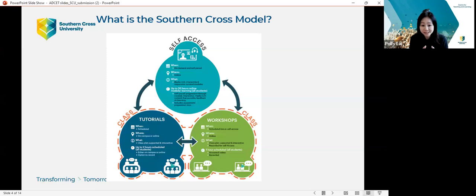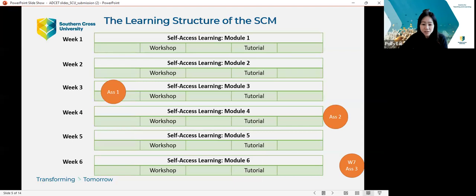So for the Southern Cross Model Unit-Site Standards, we only focus on the self-directed learning component here, because that is the online unit-site. And as you can see, the Southern Cross model is a blended learning mode. So for each week, students will access the online modules weekly, in collaboration with the workshop and tutorial. And we have 3 assessments, but some units only have 2 assessments for unit completion.